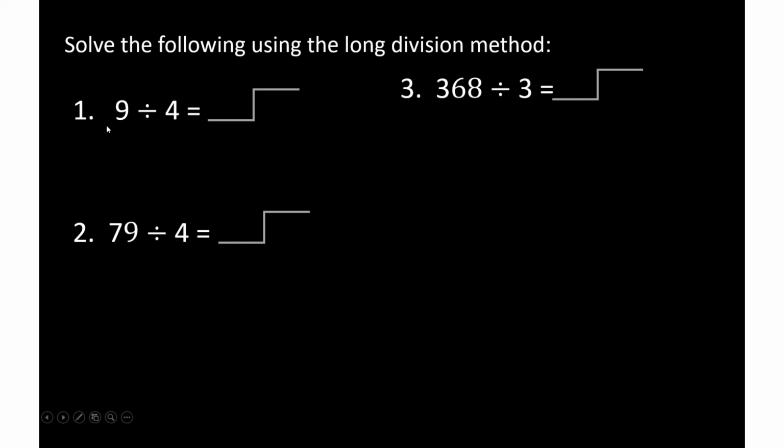Okay, let's start with the first equation. 9 divided by 4. What is it? Watch. Good. This is the answer, 2 remainder 1. So 9 divided by 4 is 2 remainder 1. That's good. Good job. Next, number 2.